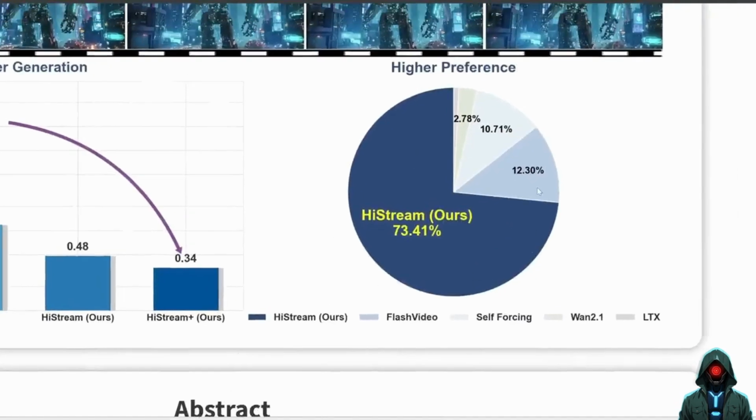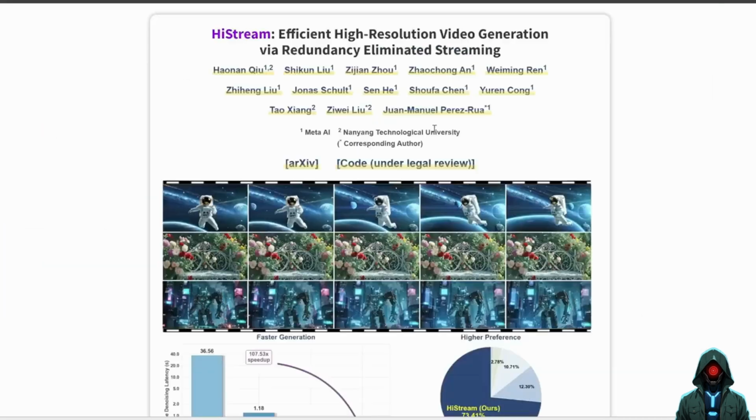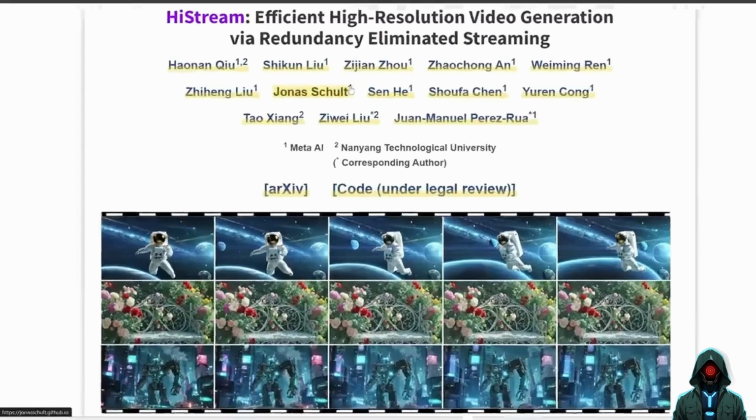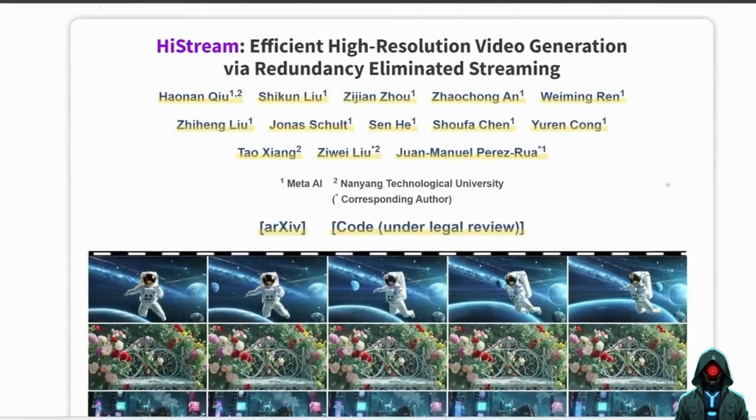HiStream introduces a completely new approach. Instead of the slow, iterative diffusion process, it uses a clever two-stage pipeline designed for pure speed and efficiency. This architecture allows HiStream to be incredibly fast while maintaining the visual quality we expect from top-tier models.